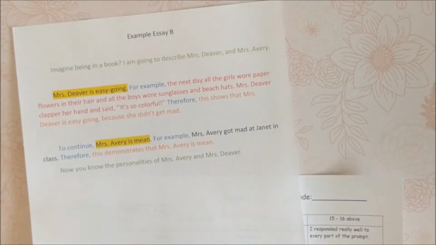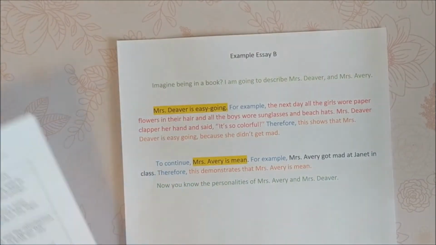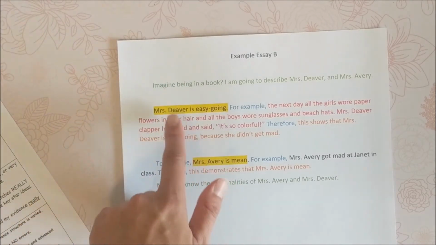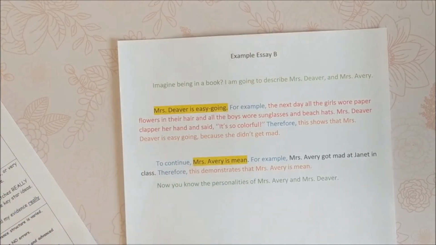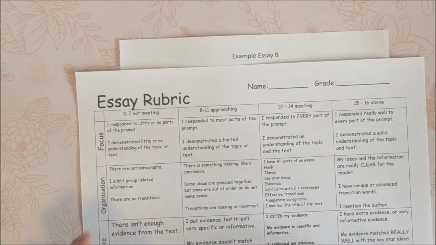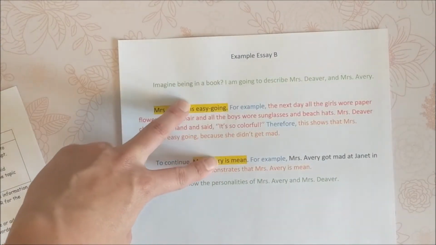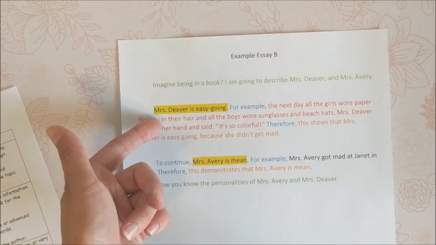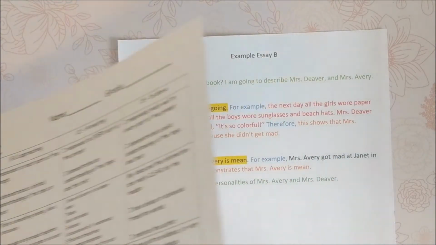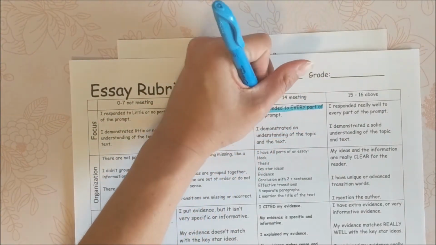Okay. Imagine being in a book. I'm going to describe Mrs. Deaver and Mrs. Avery. Now you know the personality of Mrs. Avery and Mrs. Deaver. They've got their key star ideas. Mrs. Deaver is easygoing, Mrs. Avery is mean. Technically, they did respond to the prompt. So we're talking about focus here. Did they respond? I mean, they mentioned 2 characters. And they told us why one of them is easygoing and why one is mean. They did describe the personality traits. Okay? But, so I would say, yeah, they did respond to it.